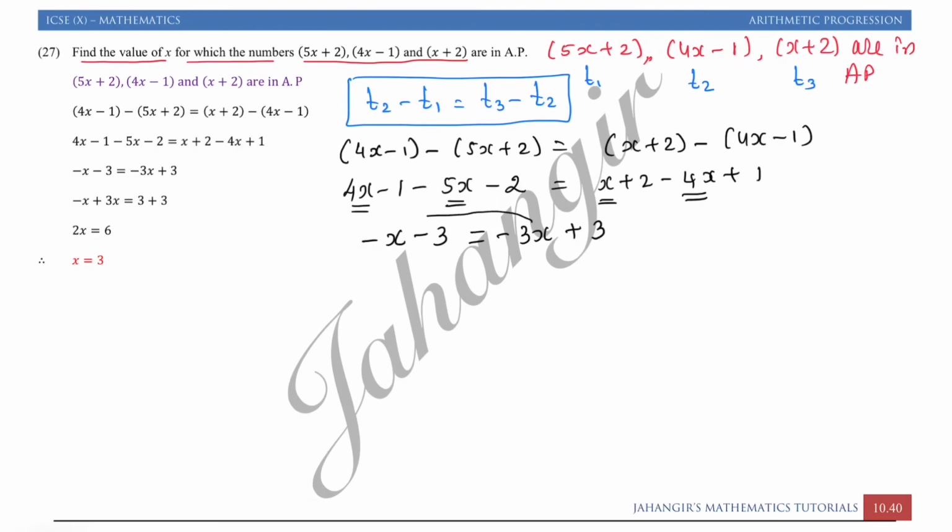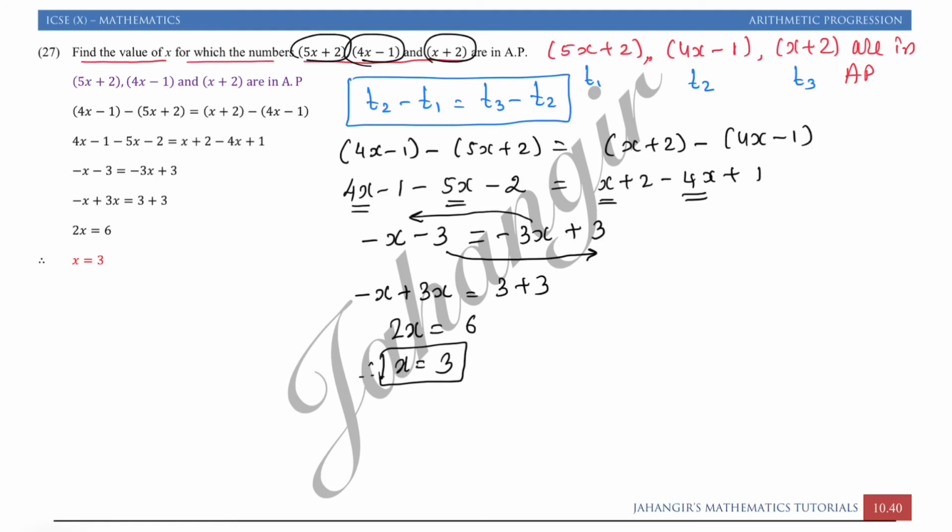So 3x you can shift on one side, minus 3 you can shift on the other side. So you will get minus x plus 3x is equal to 3 plus 3. 2x is equal to 6. Therefore, x is equal to 6 by 2, which is 3. So we got the value of x. Sometimes in a question they say find the numbers. So you have to just substitute in this part to get the value of the numbers. That's all.